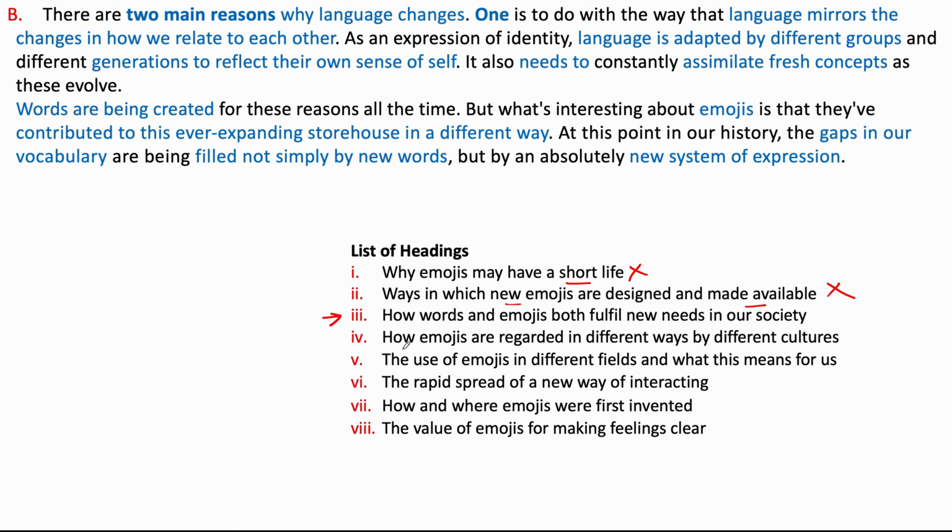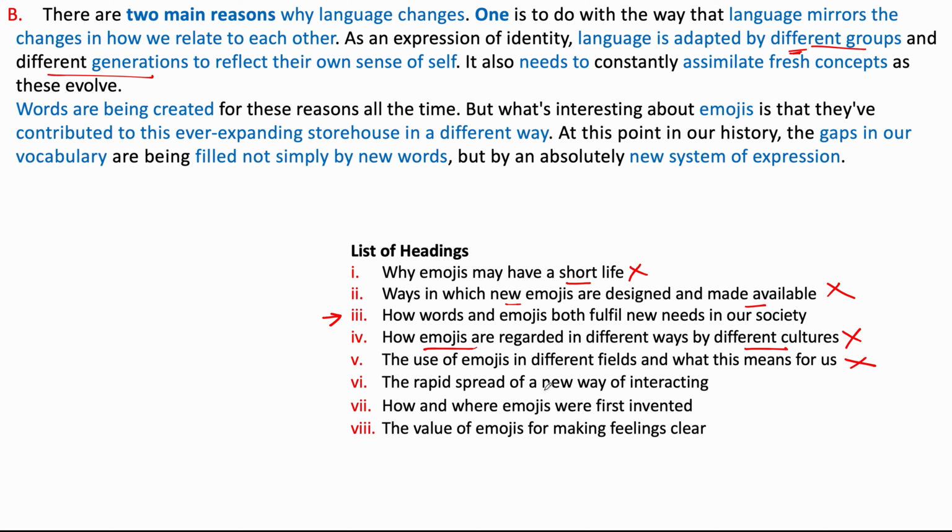The fourth heading says how emojis are regarded in different ways by different cultures. There is a mention of different groups and different generations, but this is about language and these groups. This is not about emojis and how different cultures regard them. So, even though you could get confused if you're looking for the word different, this is not the answer. The fifth heading says the use of emojis in different fields and what this means. There is no mention of different fields in this section.